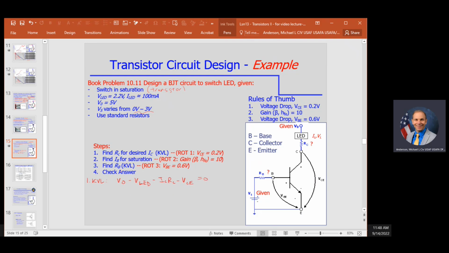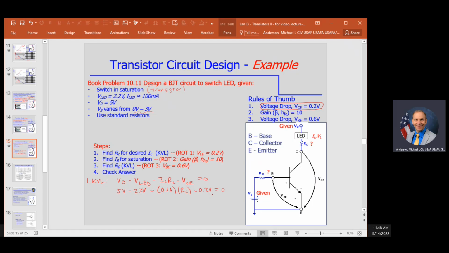Now we can plug in what we know there. V naught is given as 5 volts. VLED is given as 2.2 volts. Then IC is given, we have a desired collector current of 100 milliamps. So I'll just go 0.1 amps times RC, which is unknown, that's what we're solving for, minus the voltage drop from C to E. Remember, this is one of our rules of thumb. So we insert that, 0.2 volts, equals 0.